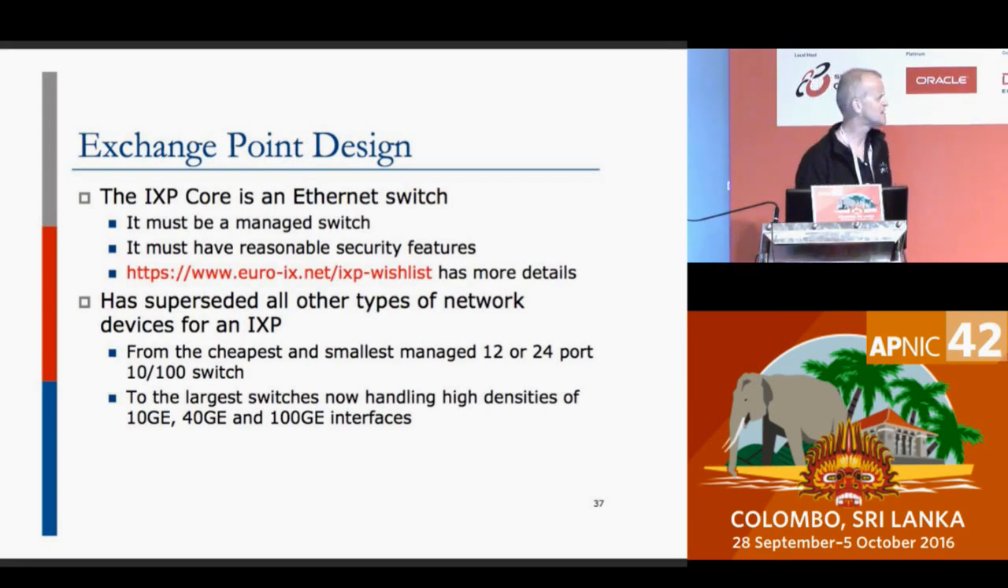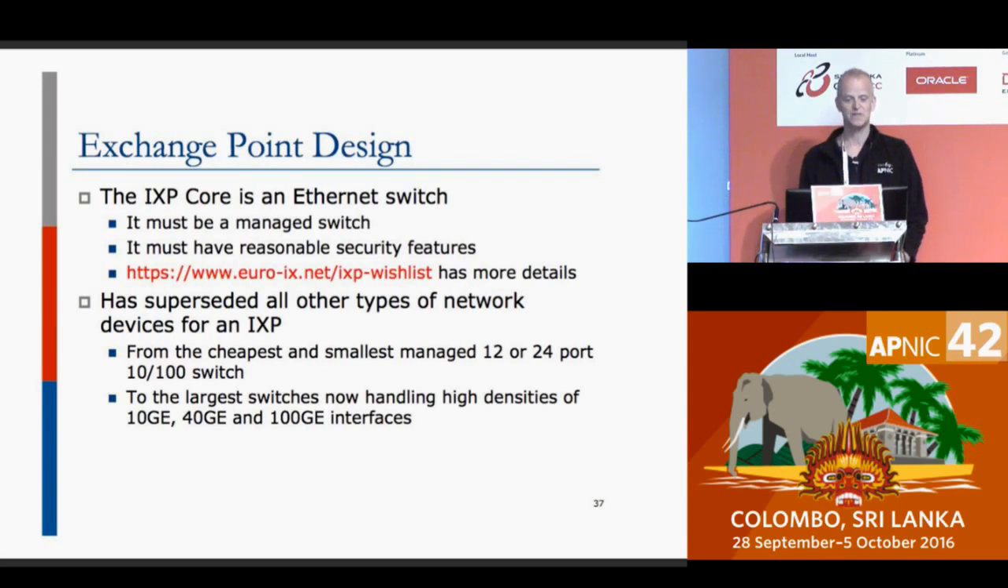Years ago, the Exchange Point Working Group at RIPE started a switch wish list. This got transferred over to URX a few years ago. Okay, it's a wish list. It's the perfect switch that a vendor could build. But it also contains a lot of useful info about what a switch should ideally contain. And it superseded all other types of network devices for an exchange point.